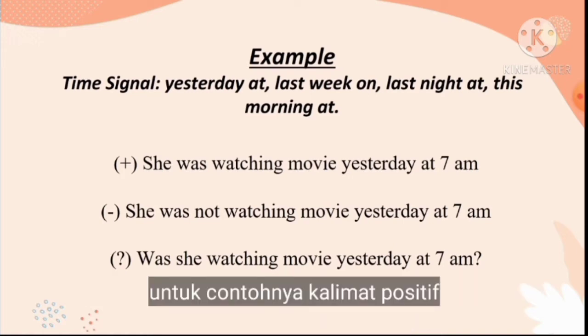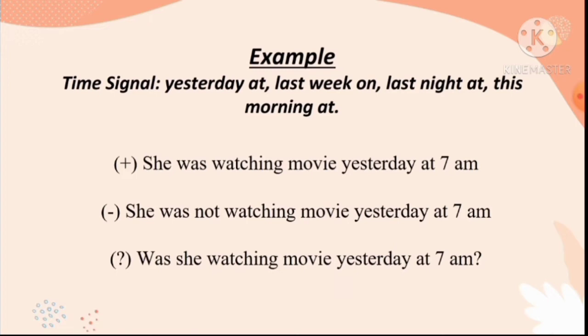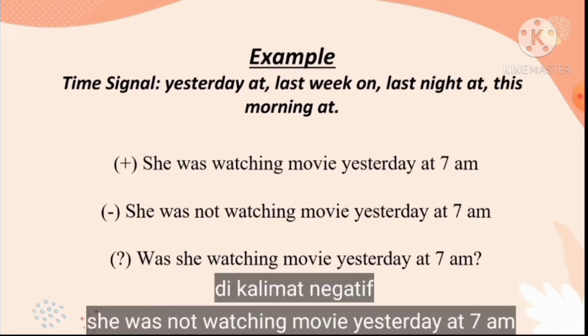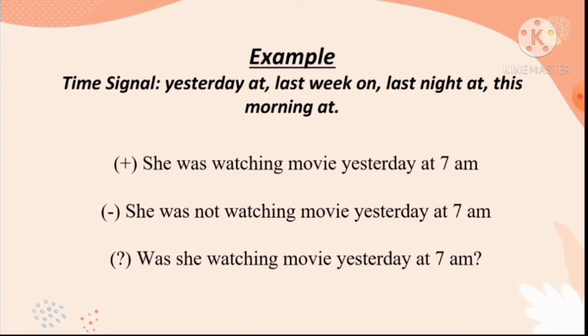For the example, positive sentence: She was watching movie yesterday at 7 a.m. In negative: She was not watching movie yesterday at 7 a.m. Interrogative: Was she watching movie yesterday at 2 a.m.?